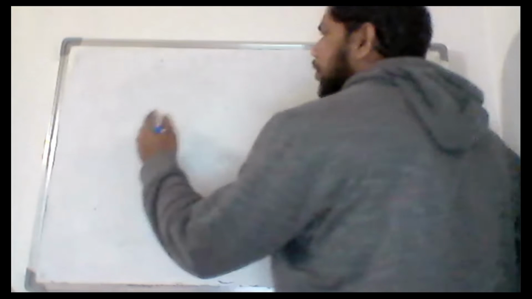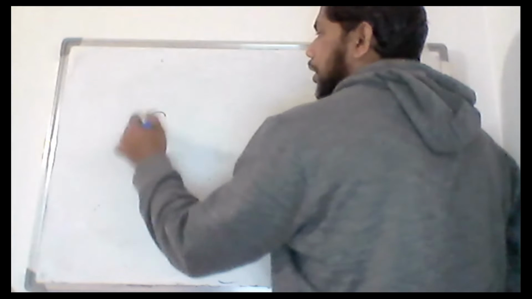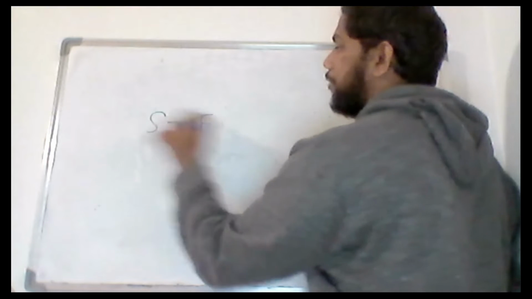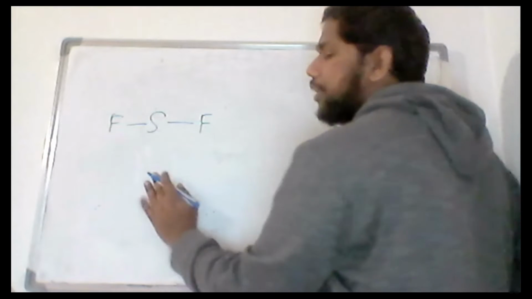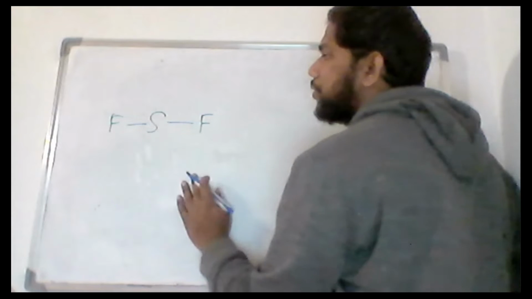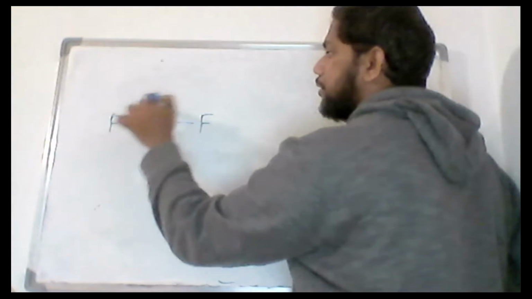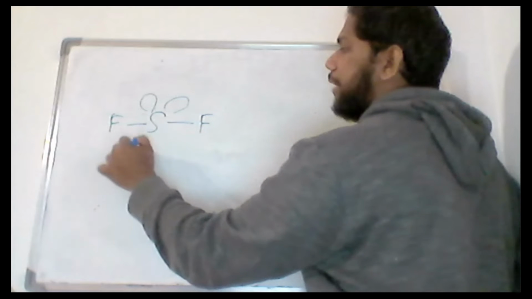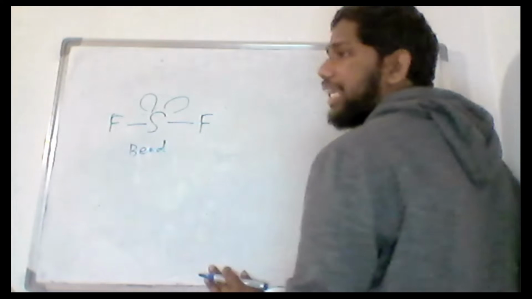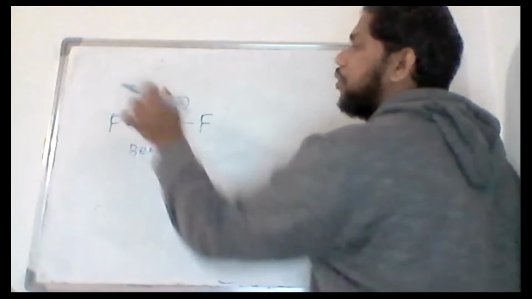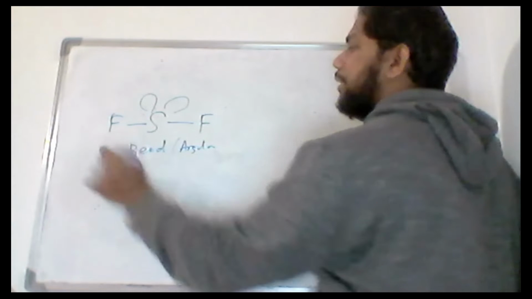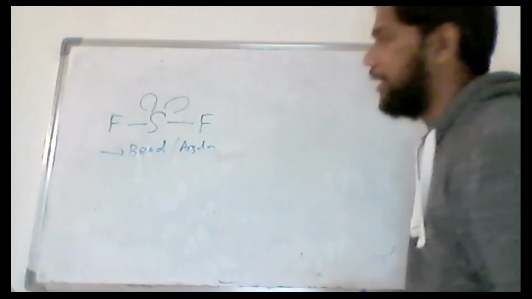Okay, so the first one is SF2. So sulfur, there are 6 electrons. So 2 of them will be participating in this. So remaining 4 electrons, in principle, it will be like this as lone pairs. So what is the shape? It is bent, or we can say angular. 2 bonds, 2 lone pairs, bent or angular. This is the shape according to VSEPR theory.